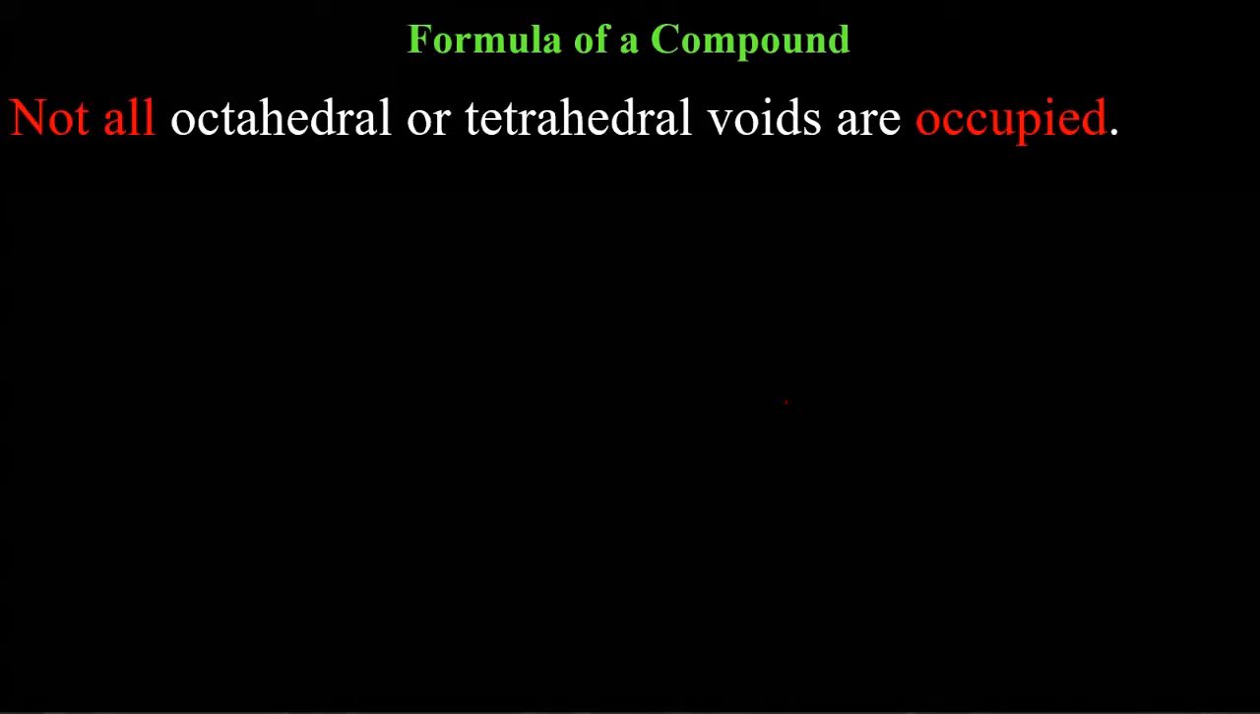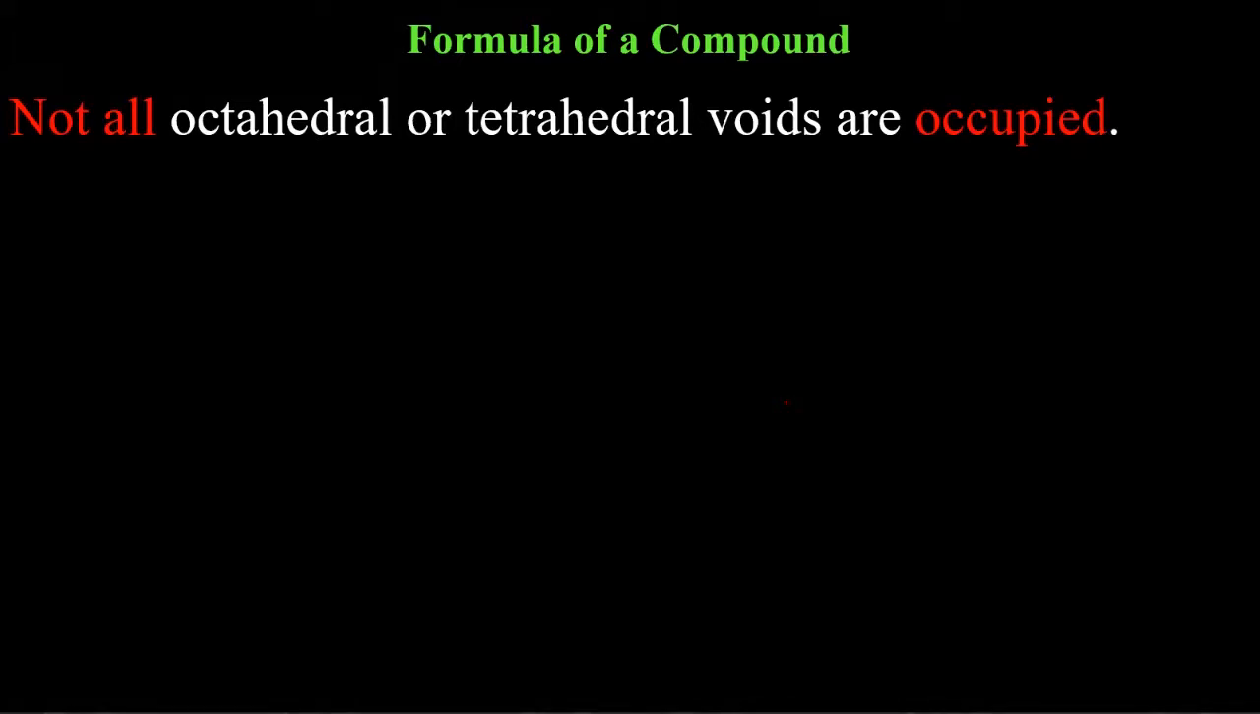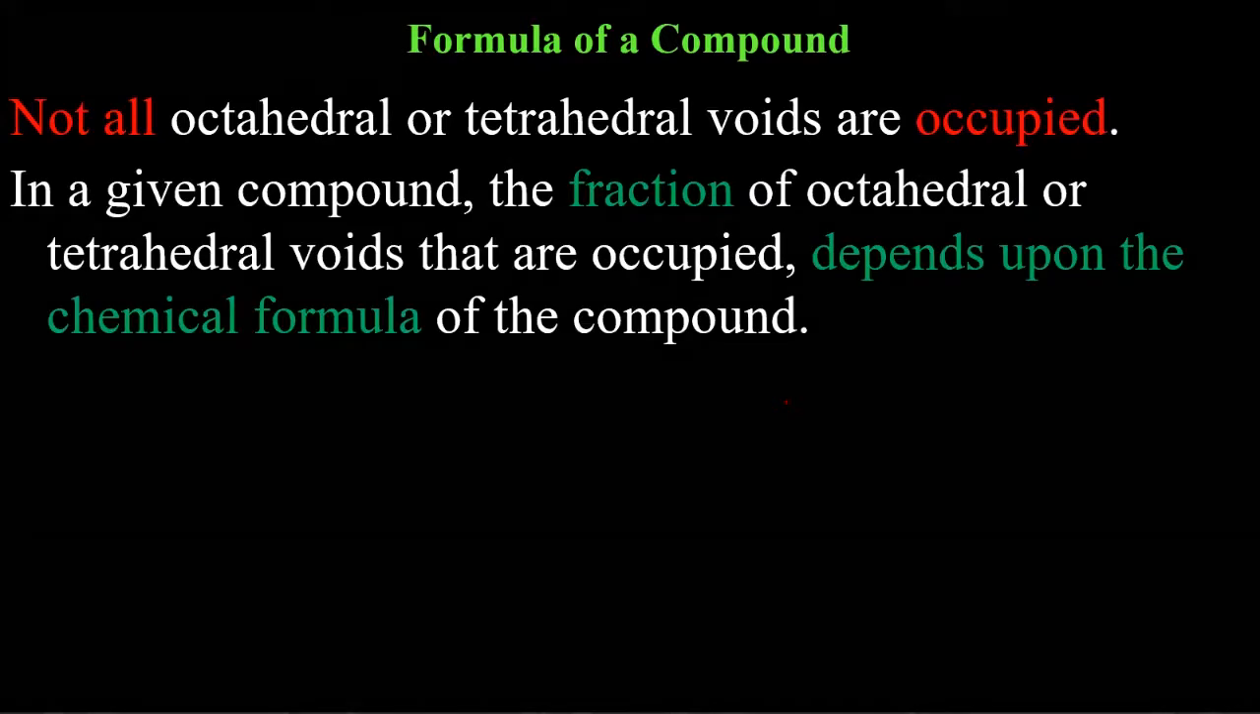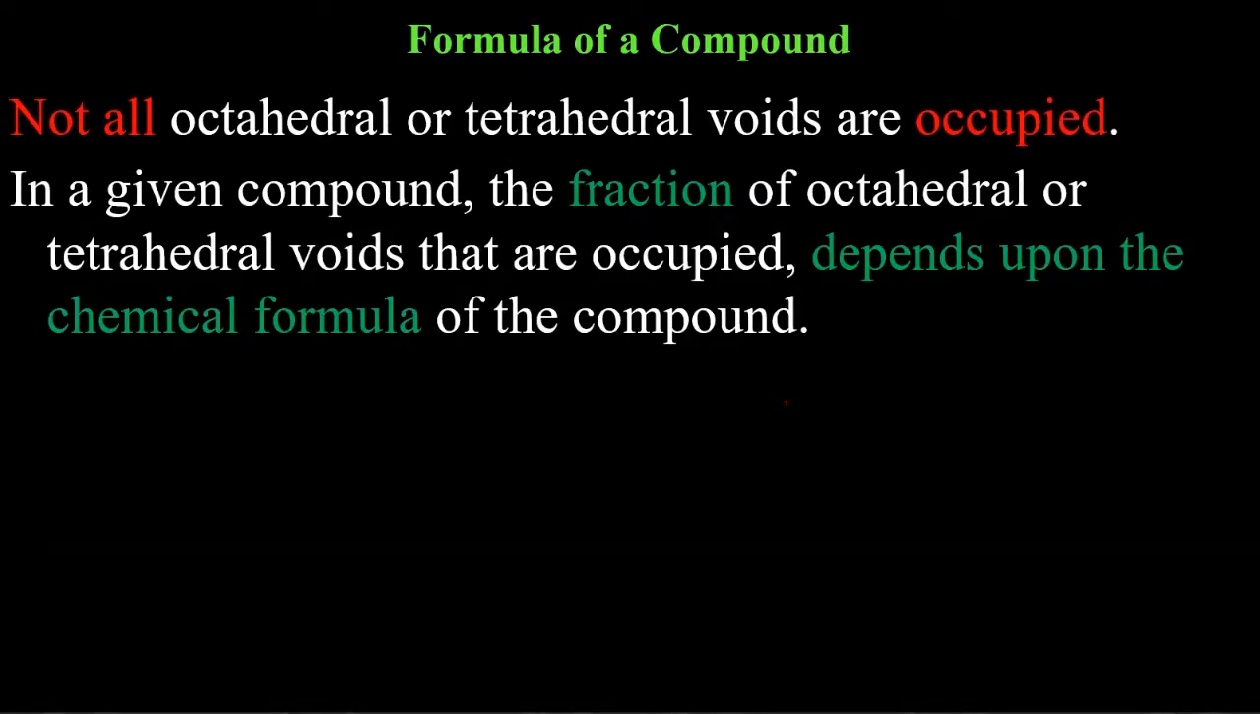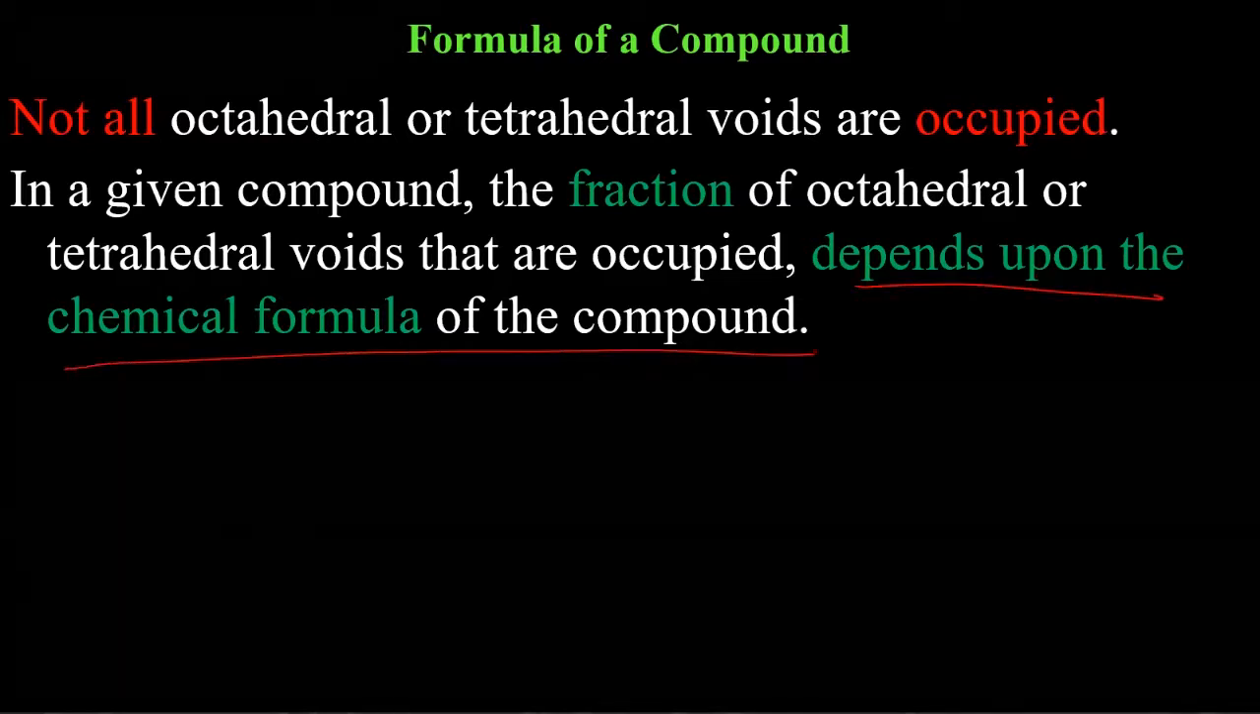This is again important because in a few questions, when you are asked to find the formula of the compound, it will not be straightforward, like n to 2n. The formula will not be in that fashion if all voids are not occupied. So in a given compound, the fraction of octahedral or tetrahedral voids that are occupied depends upon the chemical formula of the compound.